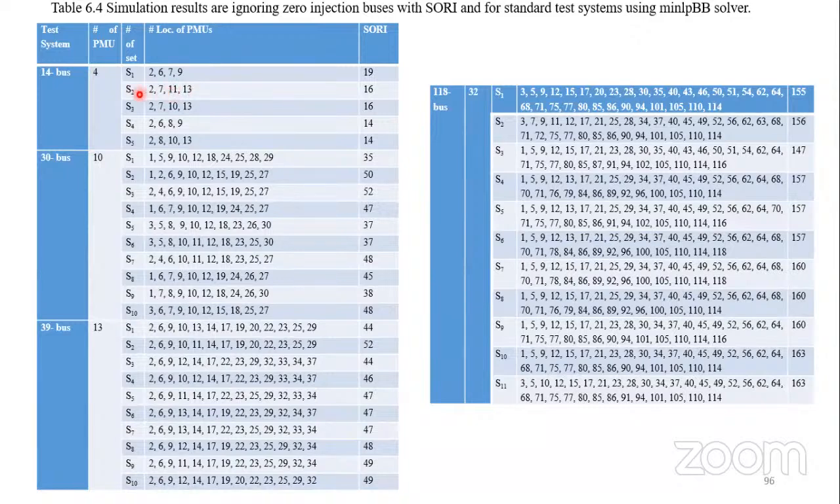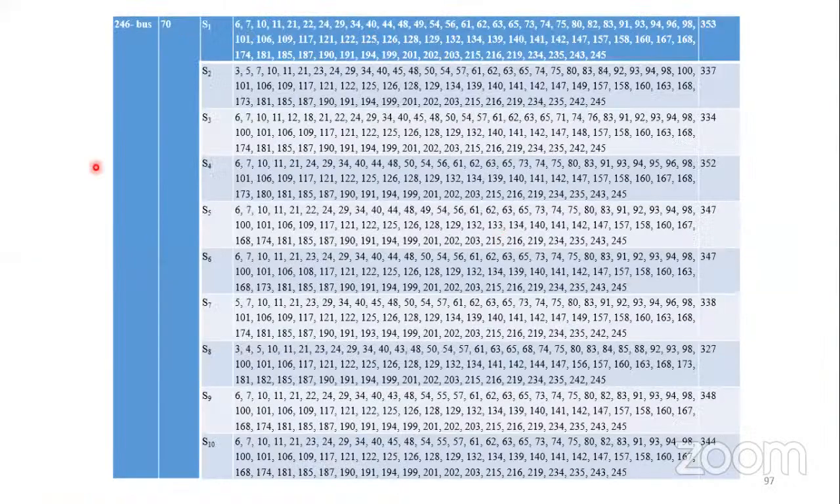And also in the 14 bus system, as you're seeing, there are multiple solutions. So we have done the SORI value. According to the SORI value, we have reached the conclusion that 2679 for the 14 bus system is the most optimal solution. Similarly, we have shown the result for all test systems, that is the 246 bus system also. We have found out the SORI value.